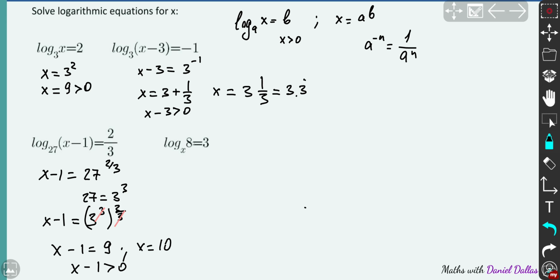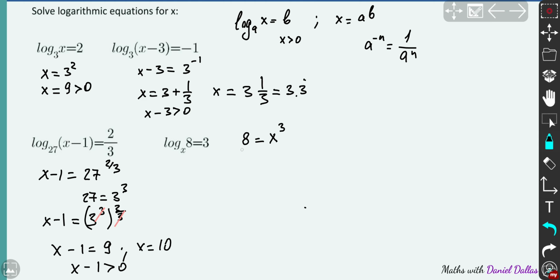All right, and let's go to the last one here, log with the base x of 8 equals 3. However, that's weird, because we normally should expect to have a number as the base, but right now we have x as the base. So we do the same stuff. We take x and raise it to the power 3. So that's how we can get 8. So we can write 8 equals x cubed.